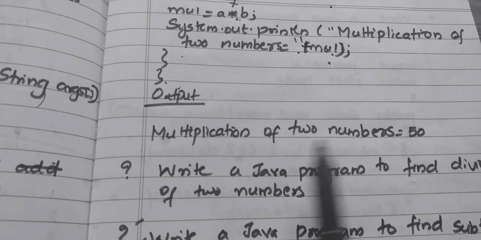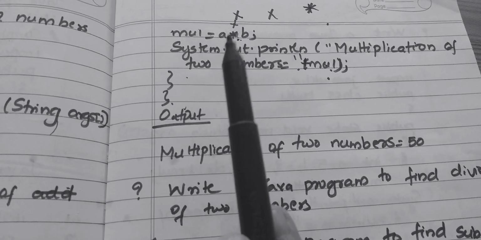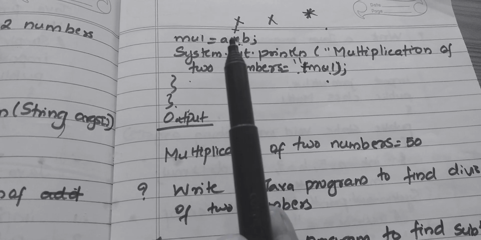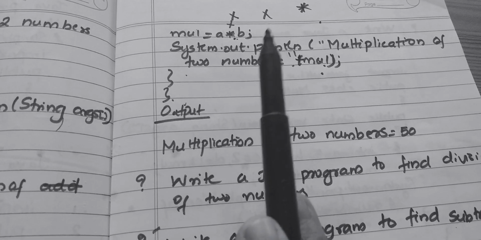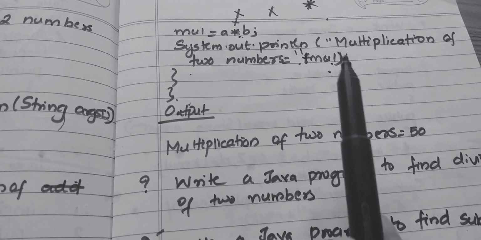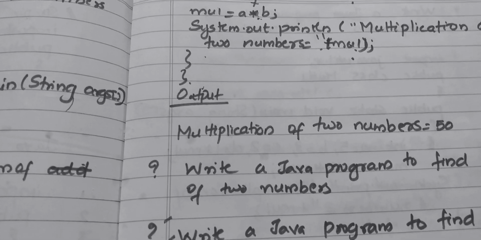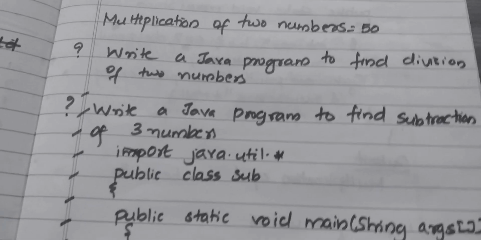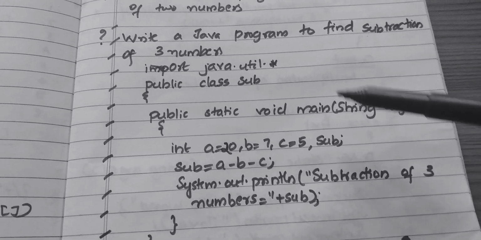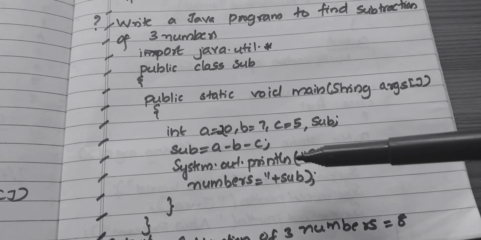Output of the program will be multiplication of two numbers. That is, what is the value in A? 5. B holds the value 10. That is 5 into 10. The result is 50. So this is the output. Similarly, you can give division of two numbers. Sorry, subtraction of two numbers.